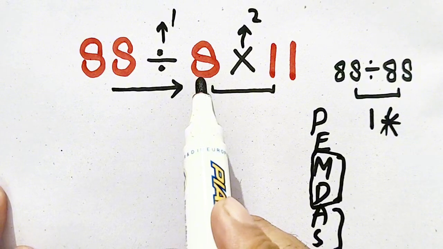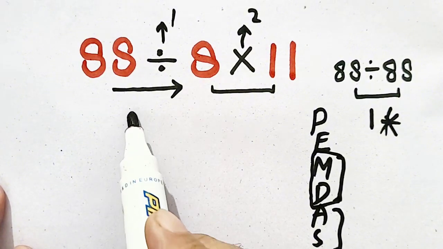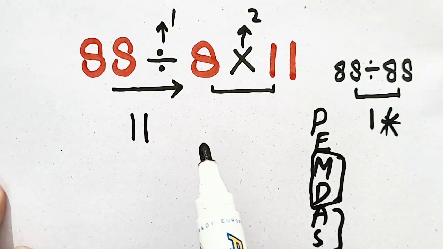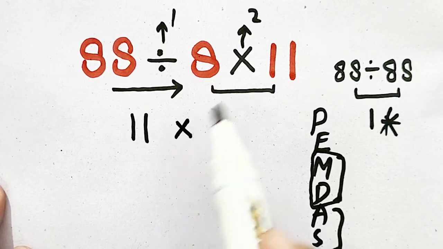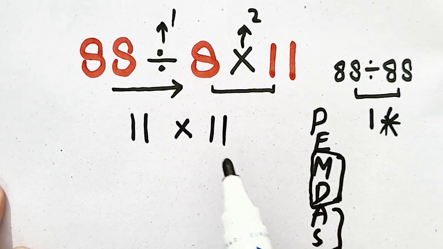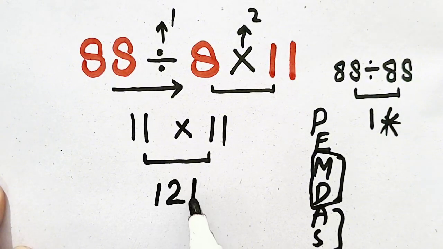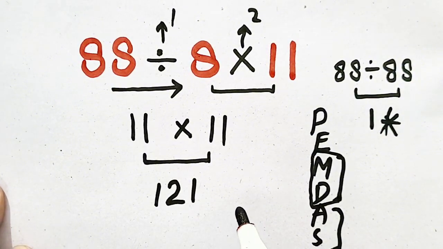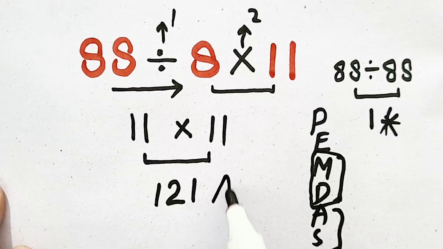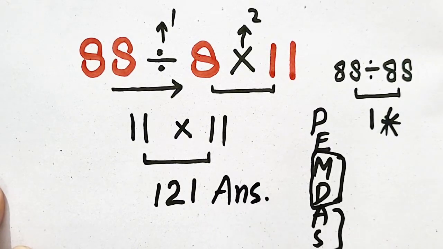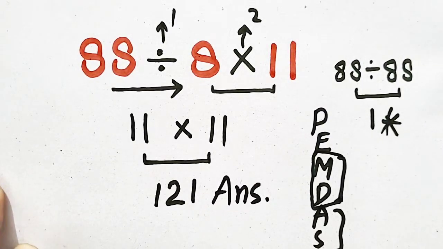So 88 divided by 8 will be equal to 11 times 11. Now 11 times 11 will be equal to 11 squared, which is equal to 121, which will be our correct answer.